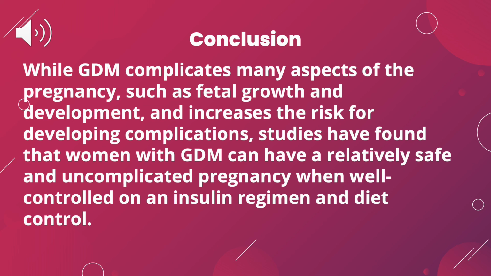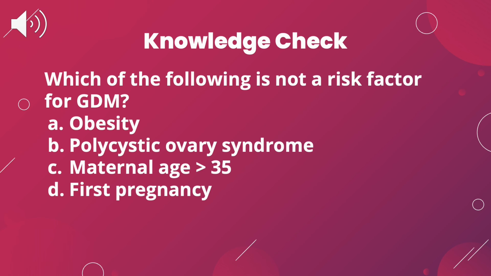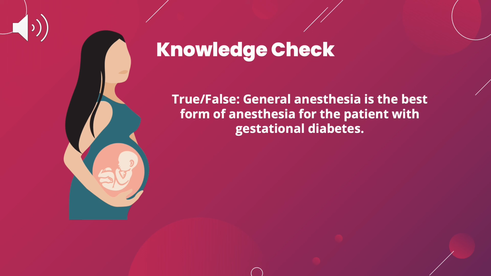However, women with early diagnosis and well-controlled diabetes, through diet modification and insulin regimens, can have an uncomplicated and healthy pregnancy and birth. Which of the following is not a risk factor for gestational diabetes? The correct answer is D, first pregnancy. The other three options are obesity, polycystic ovary syndrome, and a maternal age greater than 35, and those are all risk factors for gestational diabetes.